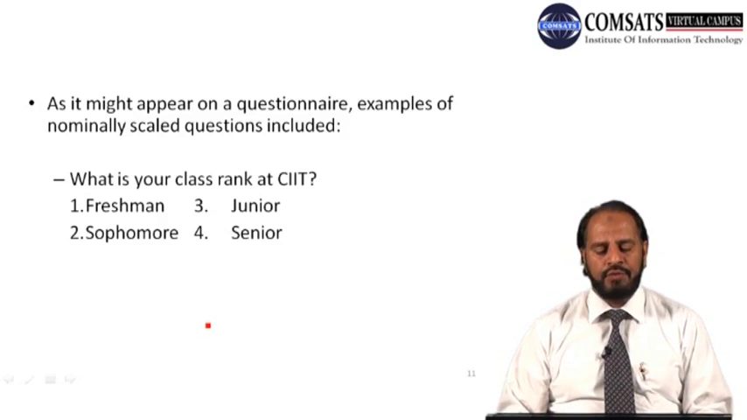So this is mutually exclusive. You are either a freshman, or a junior, or a sophomore, or a senior. You cannot be both of them. You cannot lie here or here simultaneously. You have to pick either this or this. On the other hand, you want to make sure that all the possible choices you can answer from are listed here.